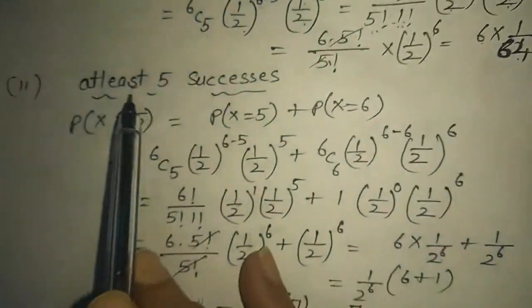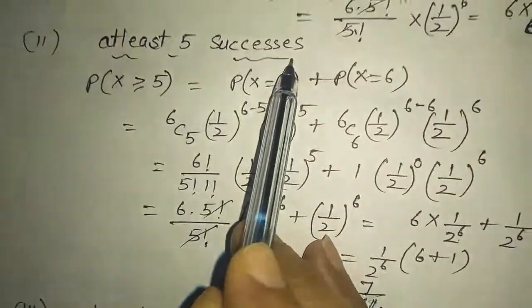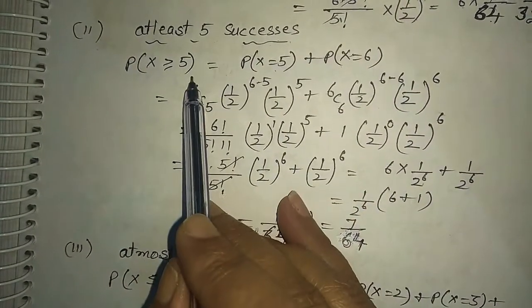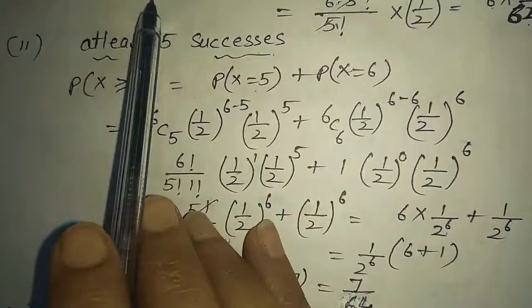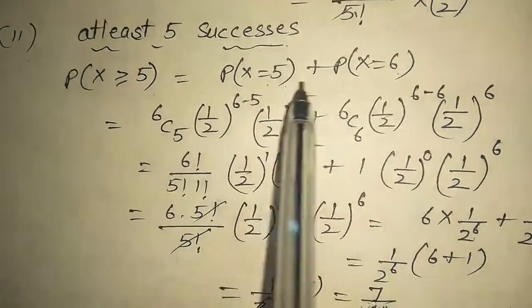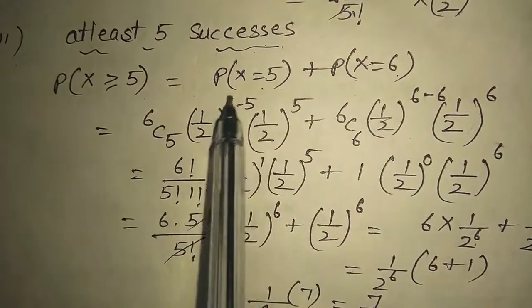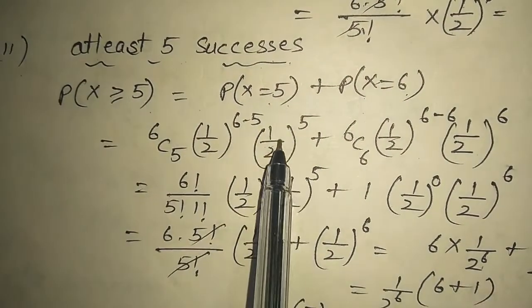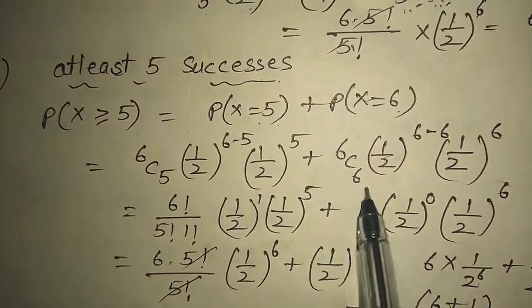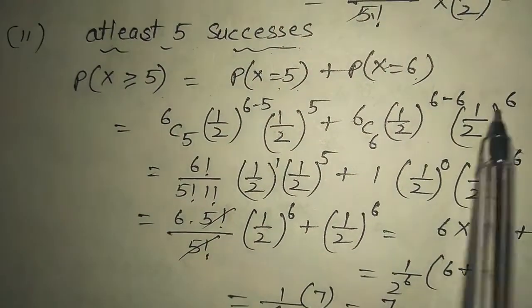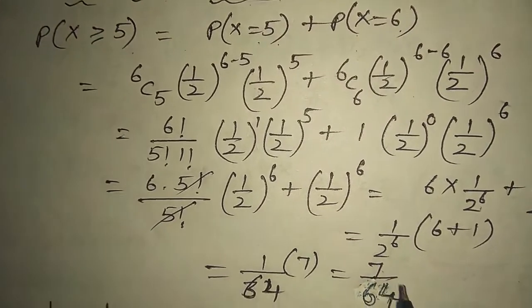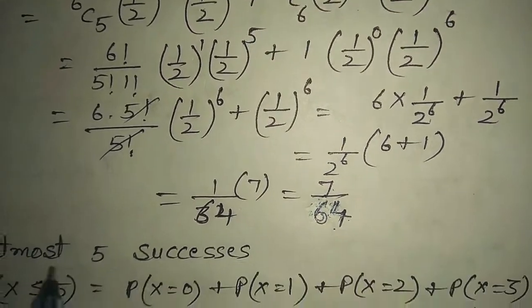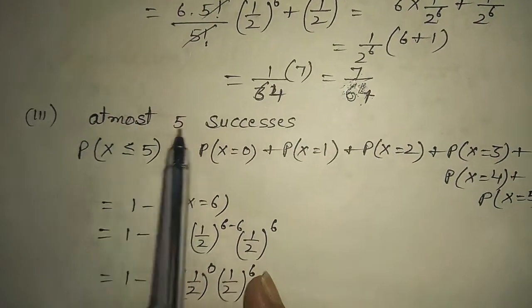So the second part is at least 5 successes. At least 5 successes means maybe 5 or more than 5. So at least means minimum 5. So maximum is 6 here. So we will take x is equal to 5 and x is equal to 6. So put the values in the same formula. 6C5 (1 by 2) raised to power 6 minus 5, (1 by 2) power 5, and 6C6 (1 by 2) power 6 minus 6, (1 by 2) power 6. After solving, we will get the answer 7 upon 64. 7 upon 64.